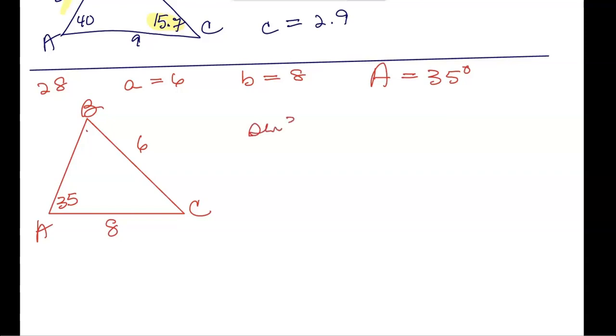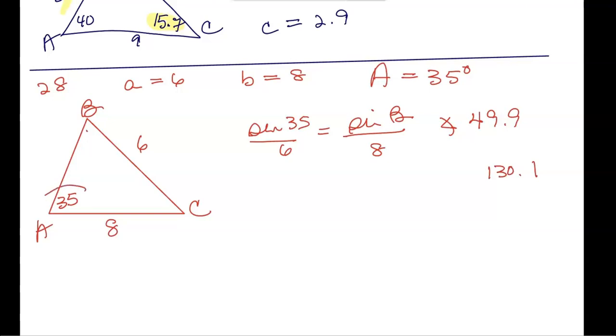So sine of 35 over 6 equals sine of angle B over 8. Remember, you're going to do cross products, and then you're going to do inverse trig, and you get an angle of 49.9. Well, what is its supplement? Its supplement would be 130.1, and if I add that to the 35 that I was given, I can still make a triangle. So I know that I now have 2 triangles.